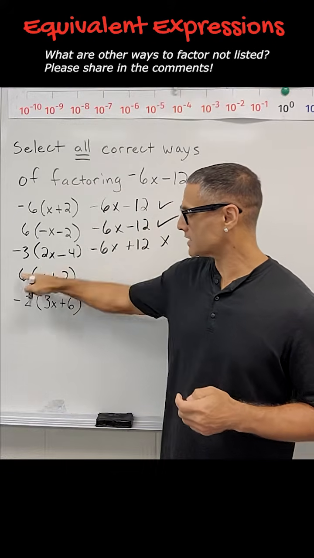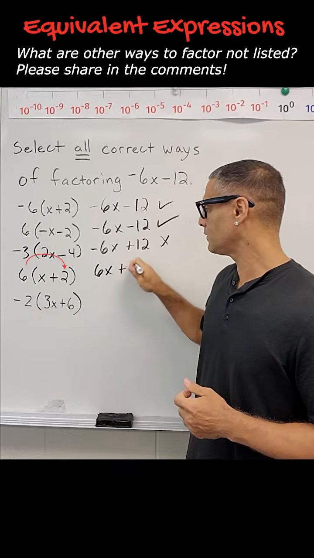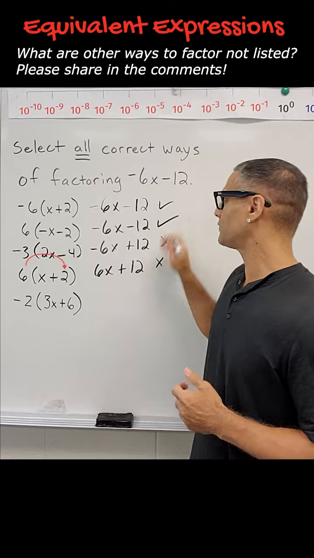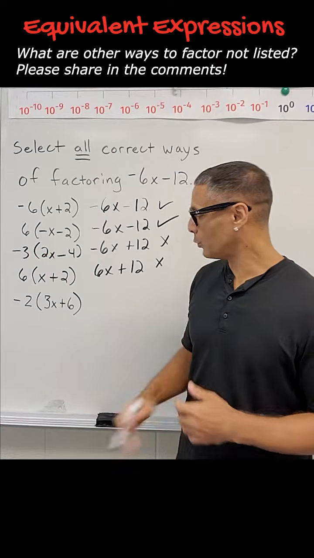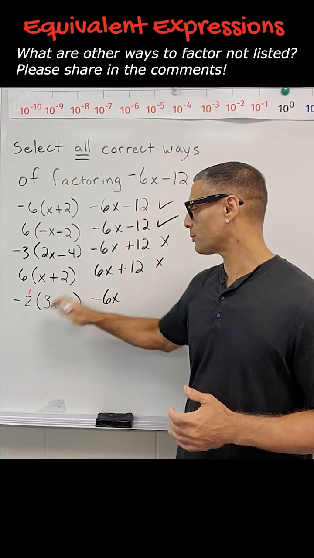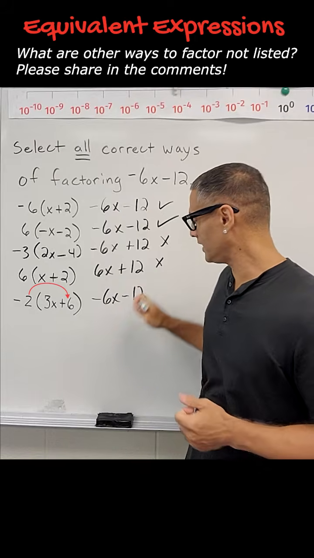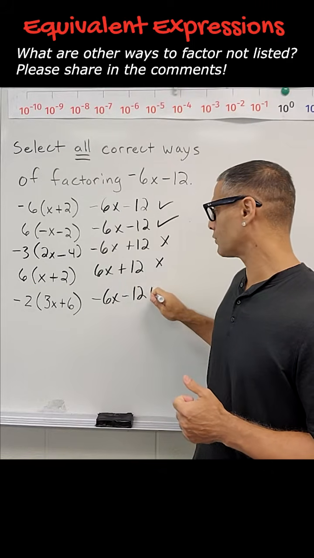All right, next we have 6 times x, which is 6x. And 6 times 2 is positive 12, which is not a correct way to factor this out. And for the last example, we have negative 2 times 3x, which is negative 6x. Negative 2 times positive 6 is negative 12, which is equivalent to the original. Therefore, this is a possible way to factor out the original expression.